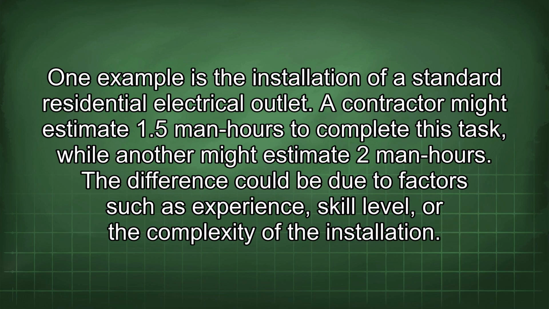One example is the installation of a standard residential electrical outlet. A contractor might estimate 1.5 man-hours to complete this task, while another might estimate 2 man-hours. The difference could be due to factors such as experience, skill level, or the complexity of the installation.